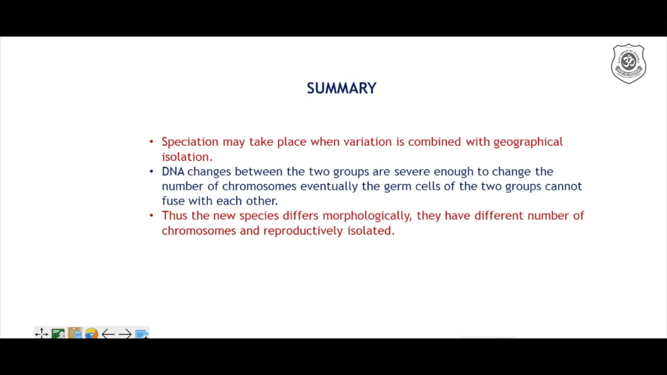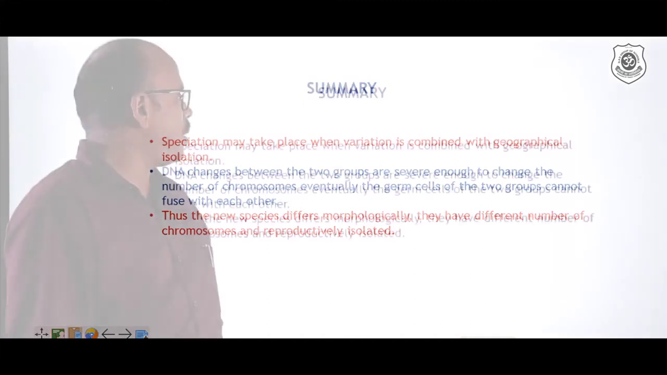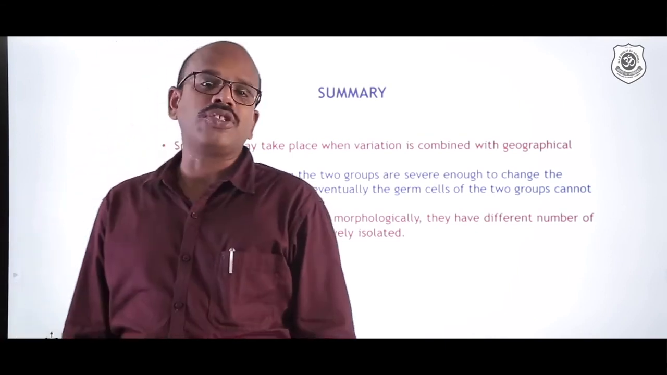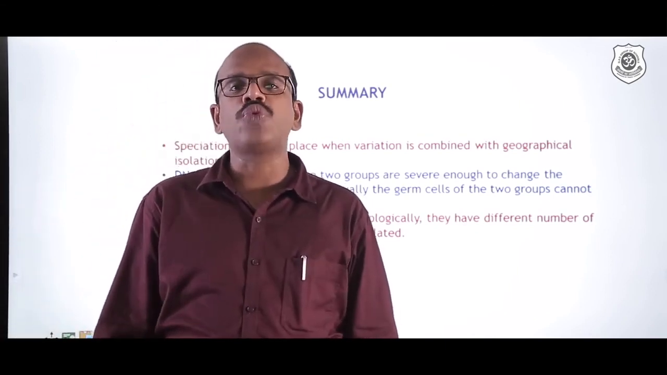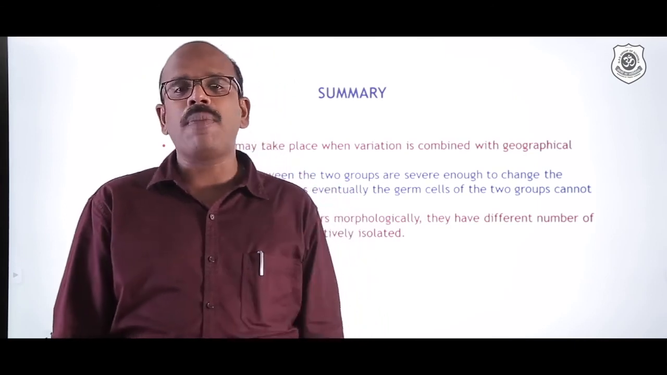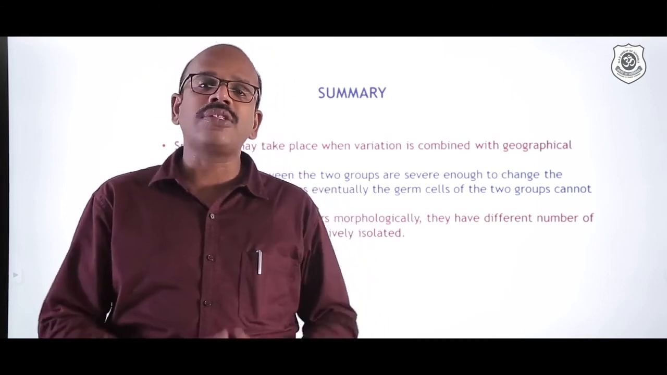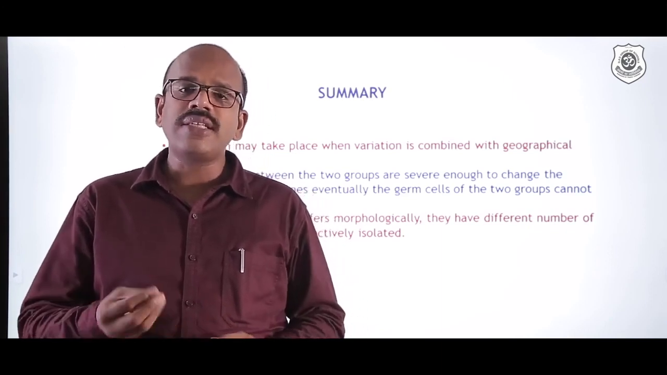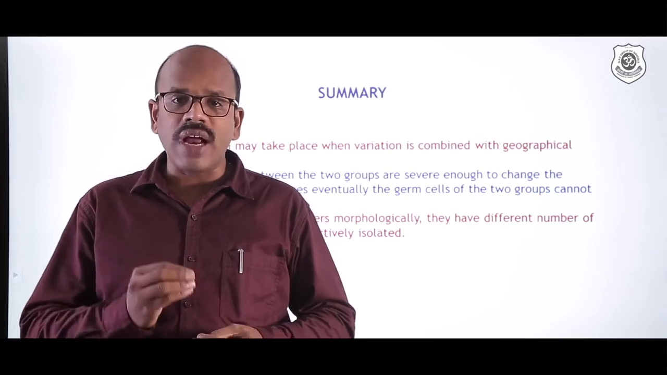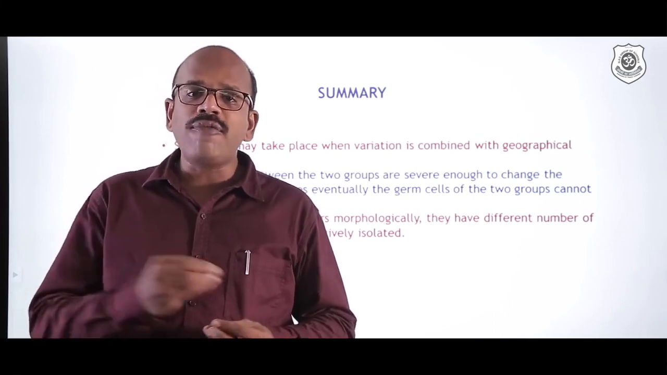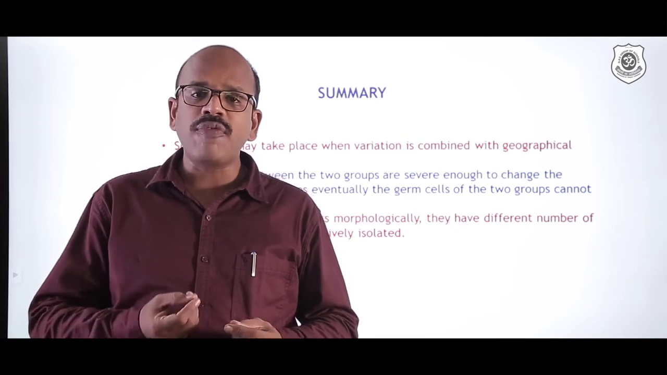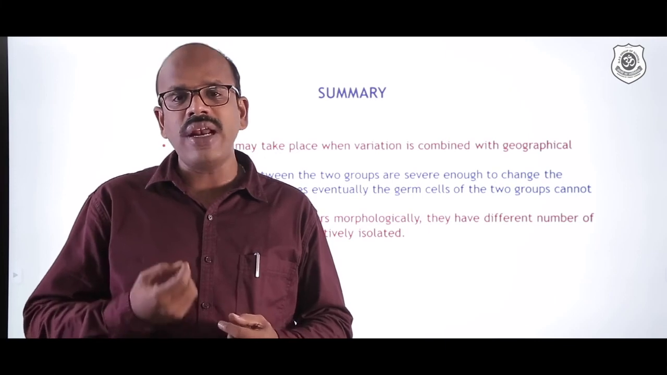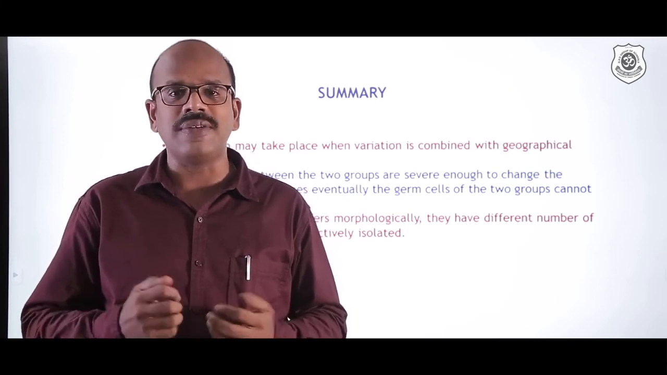Now, we will see the summary. Speciation may take place when variation is combined with geographical isolation. Yes, children, geographical isolation is very important. In the given example, we have seen that the river forms one kind of geographical isolation. In the same way, when there is no geographical isolation, the gene flow is very easy. When geographical isolation exists, we can even call it ecological isolation.